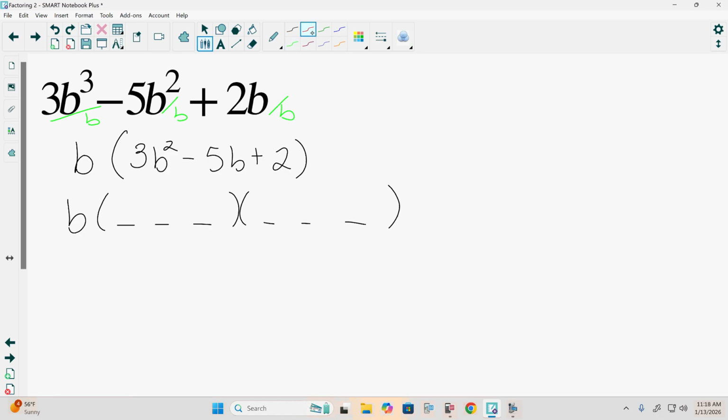Two sets of parentheses with 3 spaces. Third term is positive, so the signs are the same and match the sign of the middle term, which is negative. So we'll have negative and negative. Factors of 3b squared, well, the b squared would be b and b. Factors of 3. Any others? Nope. Yeah, it's prime. 1 and 3.